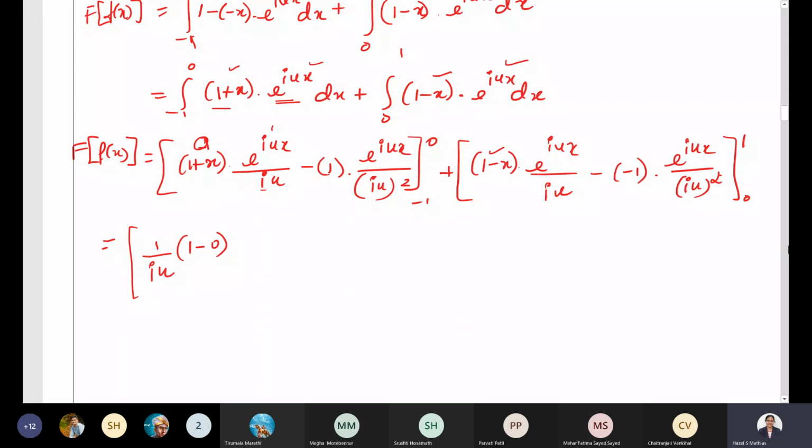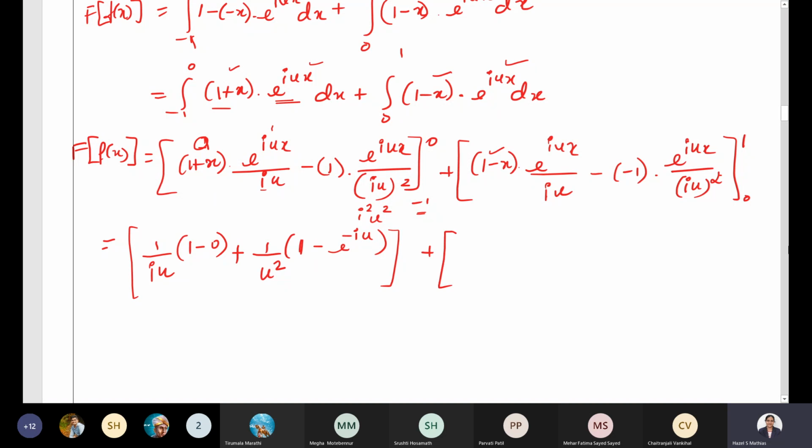Now come over here. It is (iu) whole square. That means i square u square. So i square is minus 1. So minus of minus will become plus, 1 by u square will remain. e power iux: when you put x as 0, it is 1. When you put the lower limit, that is minus 1, what do we get here? It will be minus e power minus iu, because x is minus 1. Upper limit is 0, so you will get 1. Minus lower limit is minus 1, so you will get e power minus iu. So this is regarding the first term.